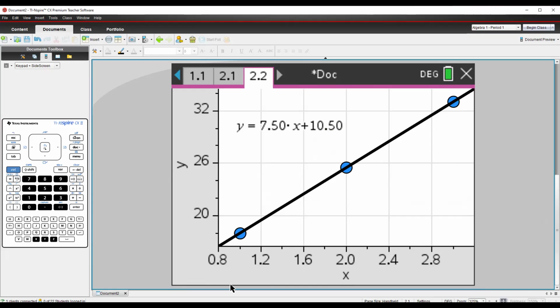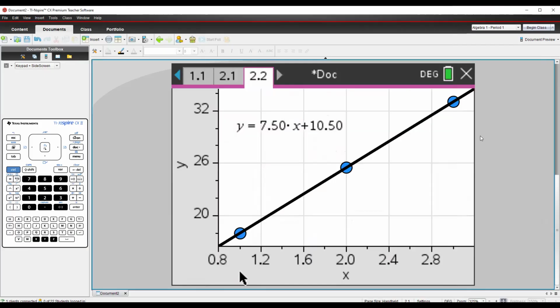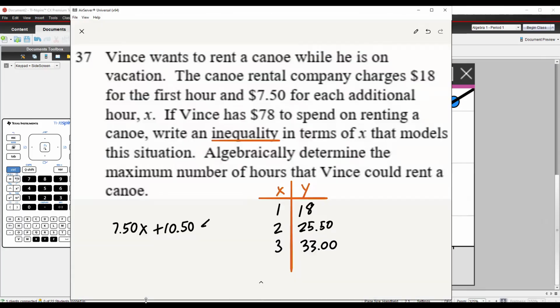Now, here's what I'm going to do. I'm just going to go back here and use that. But I know he only has, well, let me write this down real quick. So I'm going to write 7.50x plus 10.50. And then I'm going to say that has to be less than or equal to 78. Now, the reason that I said less than is he only has $78. So we can't go over 78. It has to be less than or right up to the $78 point.